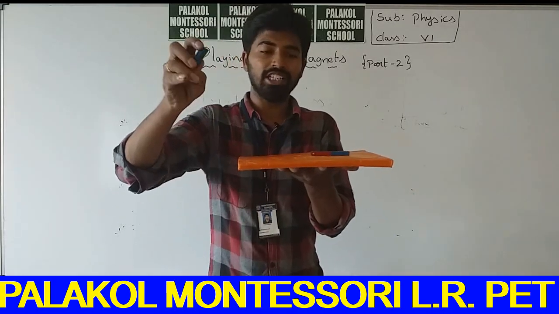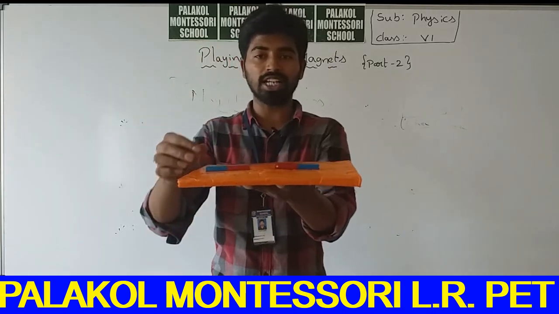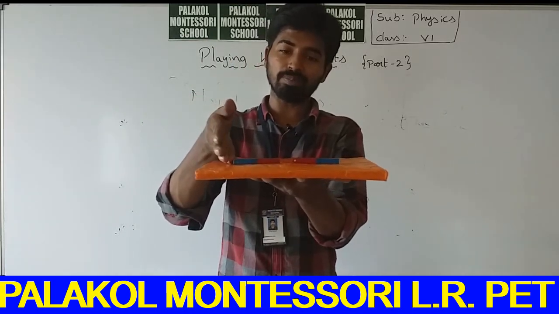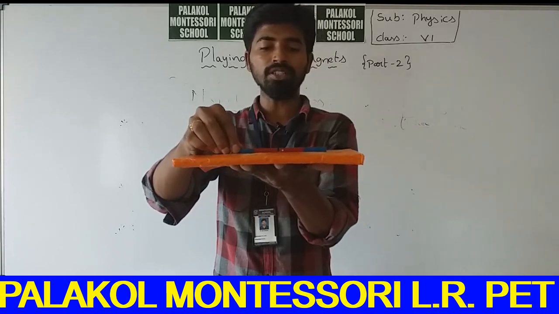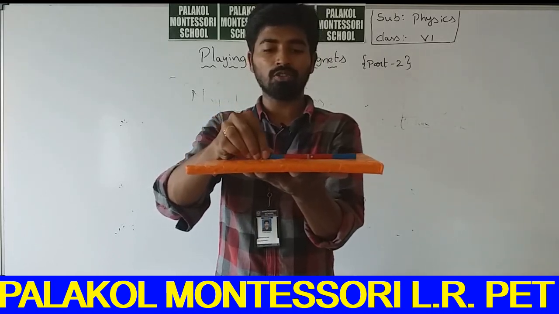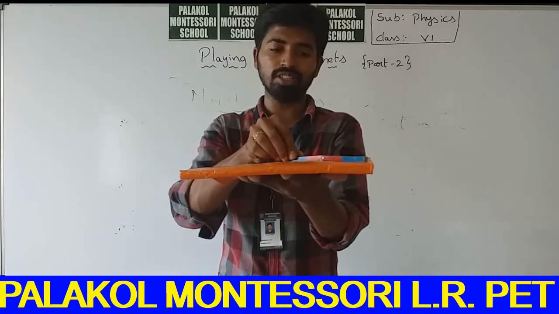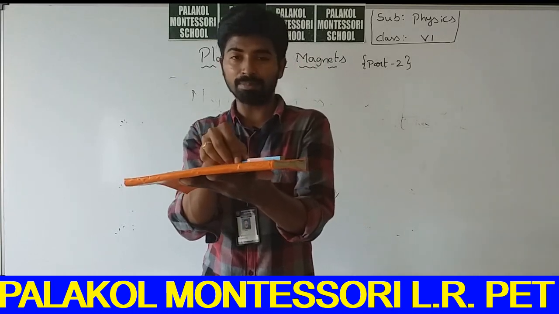If I place north and north poles in the same direction, you can observe the repulsion. If I bring one of the bar magnets close to the other, let us see what happens. Did you observe? It is moving. The bar magnet is moving. You may have observed these repulsions while playing with magnets.